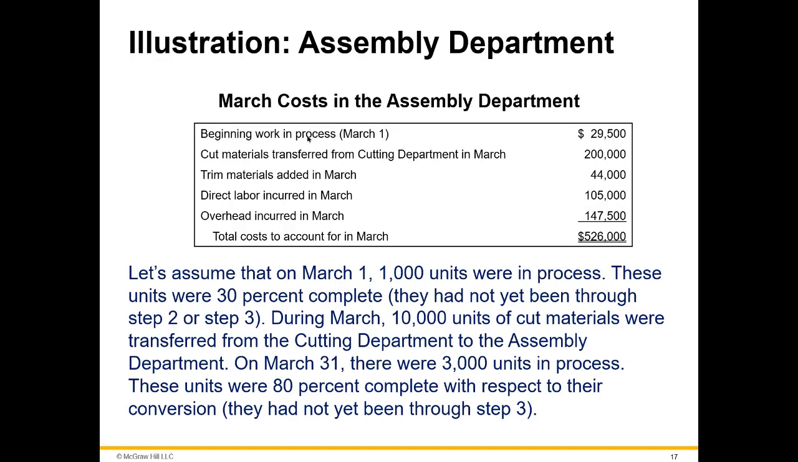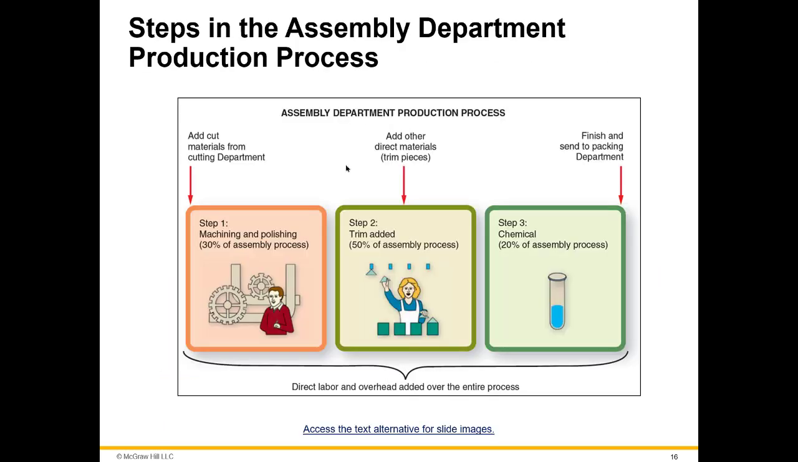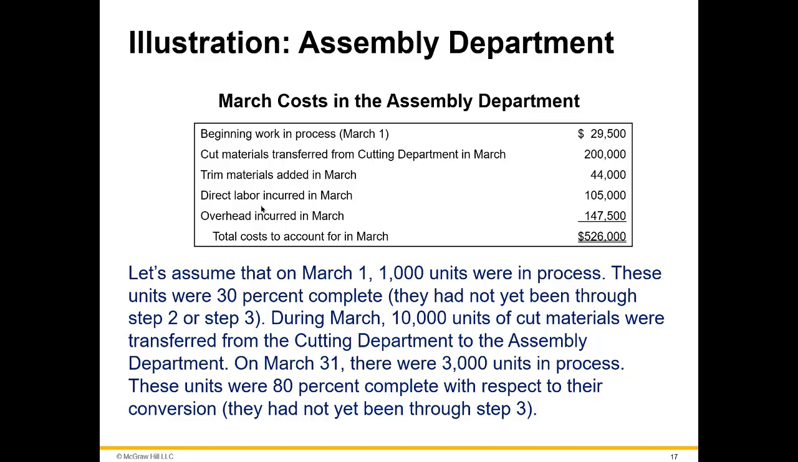Okay, so beginning work in process was $29,500, plus $200,000, which we just saw the journal entry came in. We added trim materials, that's here, these trim materials. We had direct labor of $105,000, overhead costs of $147,500. And these costs need to be accounted for in March. So we see what this looks like. So let's keep a look at this.